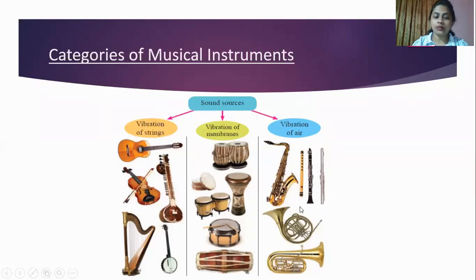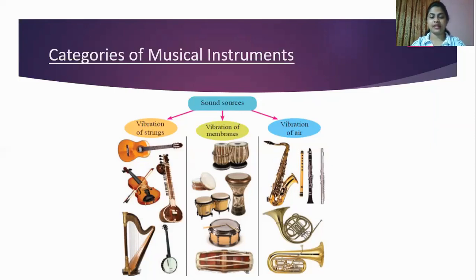Instruments that produce sound by vibration of an air column are categorized in the third group. There you can see instruments like trumpets, clarinets, flutes, and many more. So we can conclude that musical instruments can produce sound by vibrating strings, vibrating a membrane, or an air column.